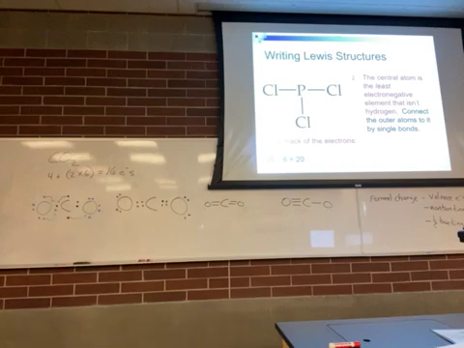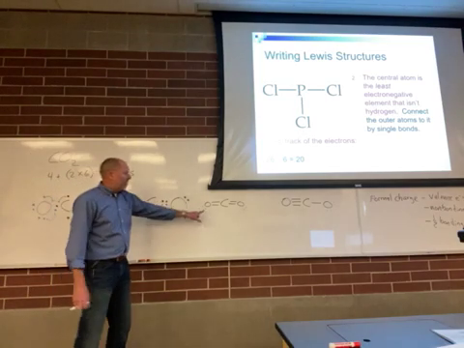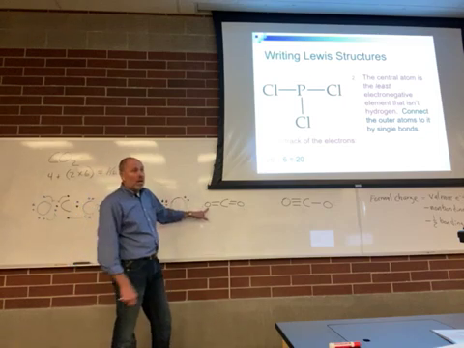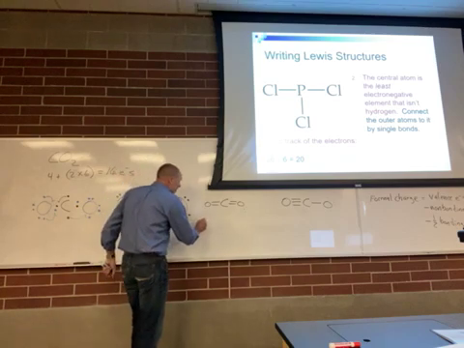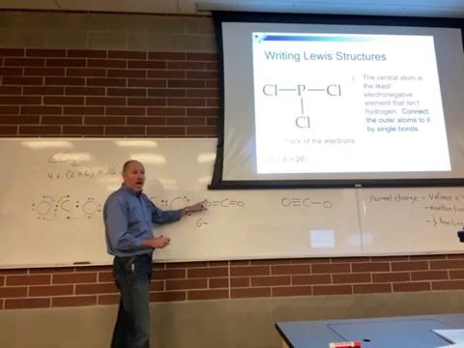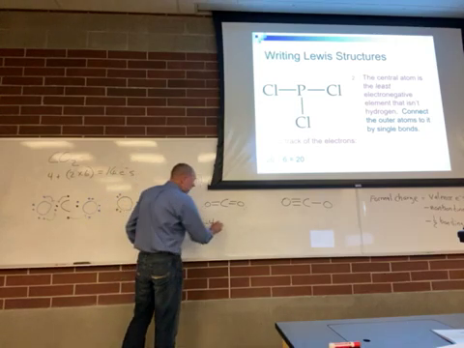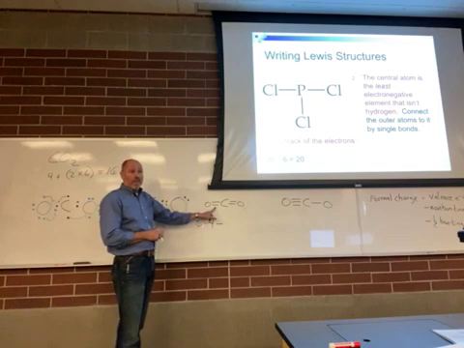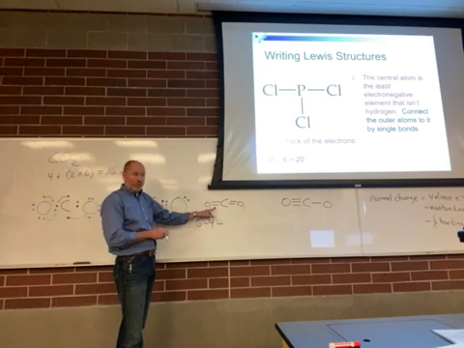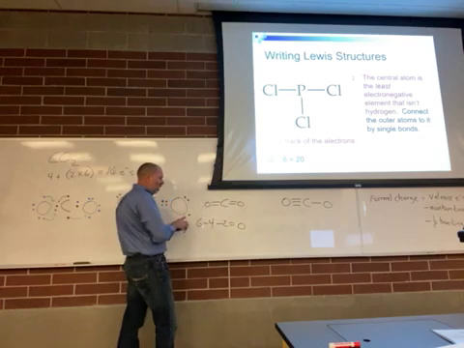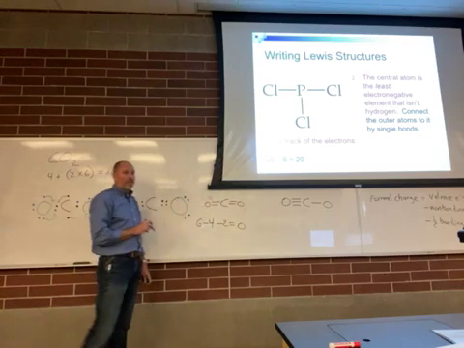So let's do this. How many valence electrons does oxygen have? 6. Minus non-bonding electrons. So 6 minus non-bonding electrons: 1, 2, 3, 4. Minus half of bonding. How many are in the 2 bonds? 4. So half of 4 is 2. So that equals 0. So my formal charge on oxygen here is 0.